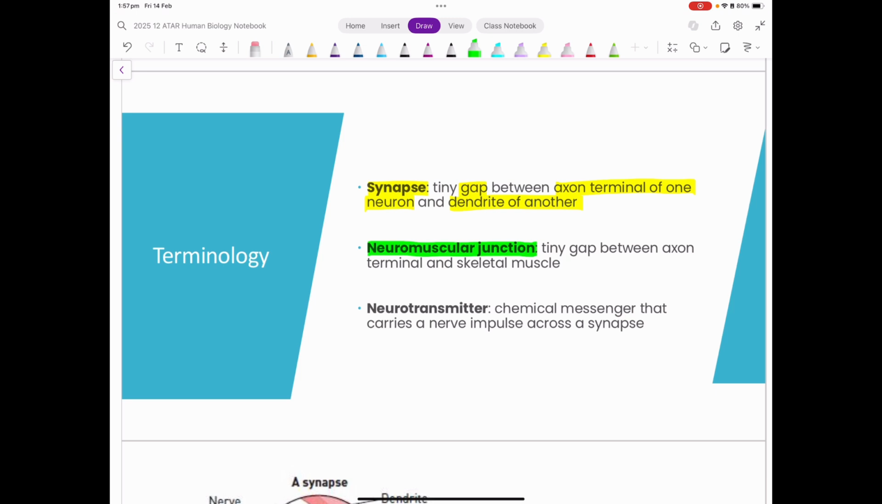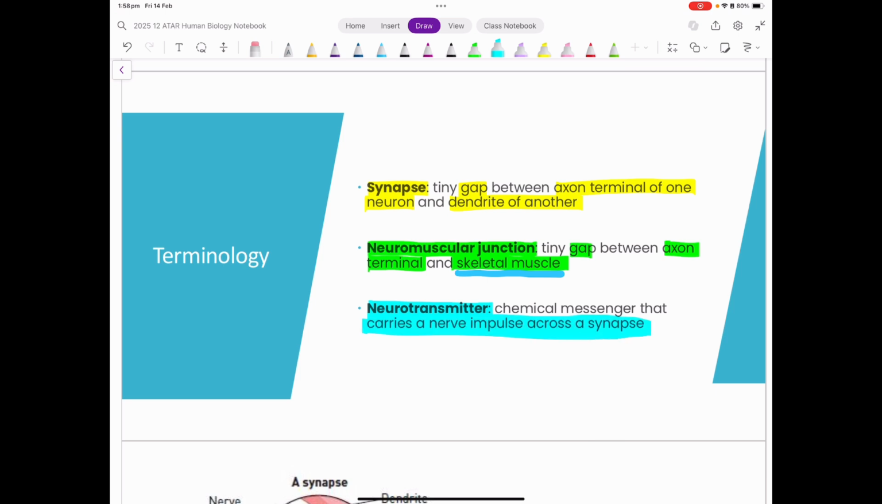And a neuromuscular junction, again, is a gap between the axon terminal. However, this time, a slight difference is it is a gap between the axon terminal and what is known as skeletal muscle, an effector. The third and final definition that's important for our lesson today is neurotransmitter. And a neurotransmitter is a hormone that carries a nerve impulse across a synapse.